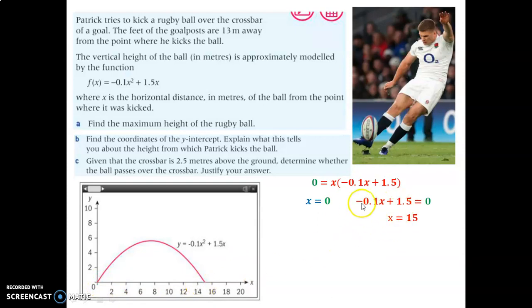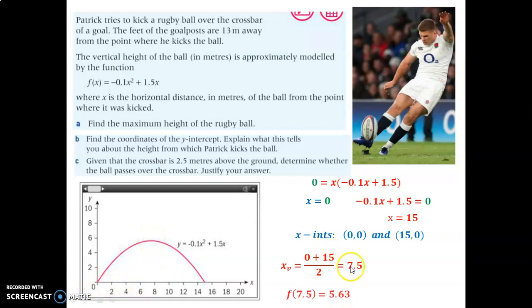Great. Now that I know the x-intercepts, I can find the vertex, because again, it falls exactly in the middle of those two. It means we're going to find the average. So here are our x-intercepts. Then I'm going to find the average of those two x-intercepts. 0 plus 15 divided by 2 tells me at 7.5, right in the middle here, we have the x value of the vertex. And if we want the height of the ball, that 7.5 is not the height. That 7.5 is the distance from the kicker. We want to find the height of the ball.